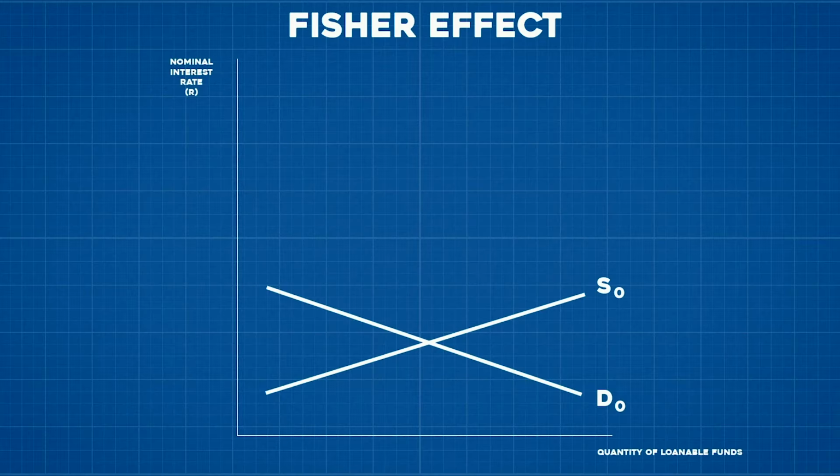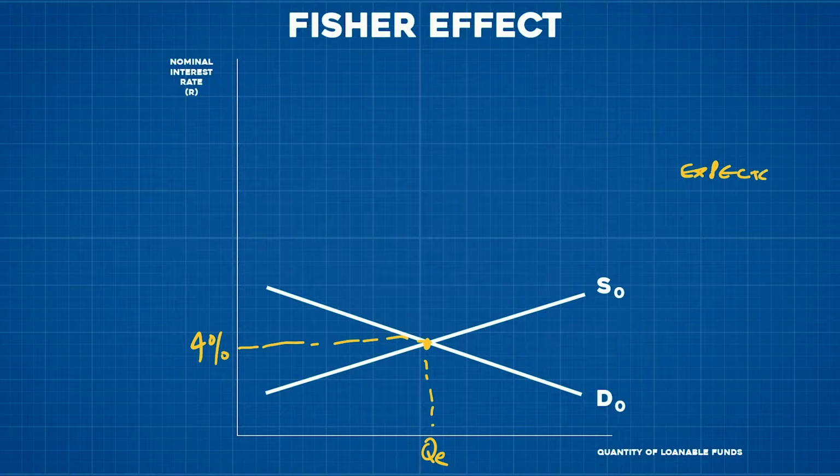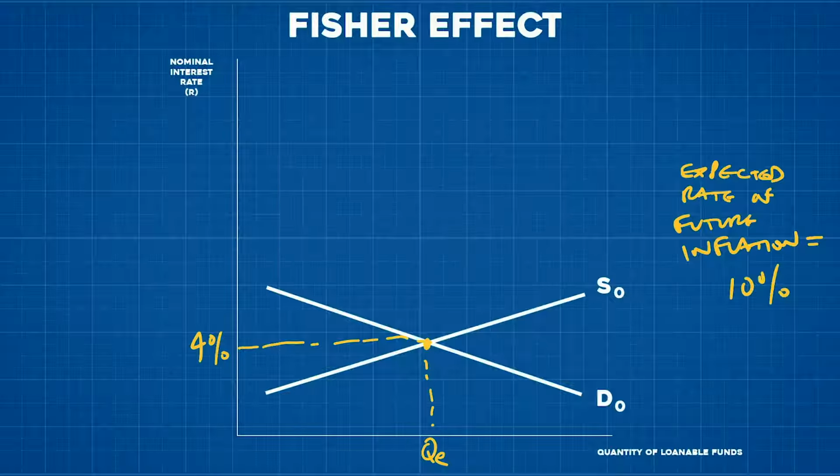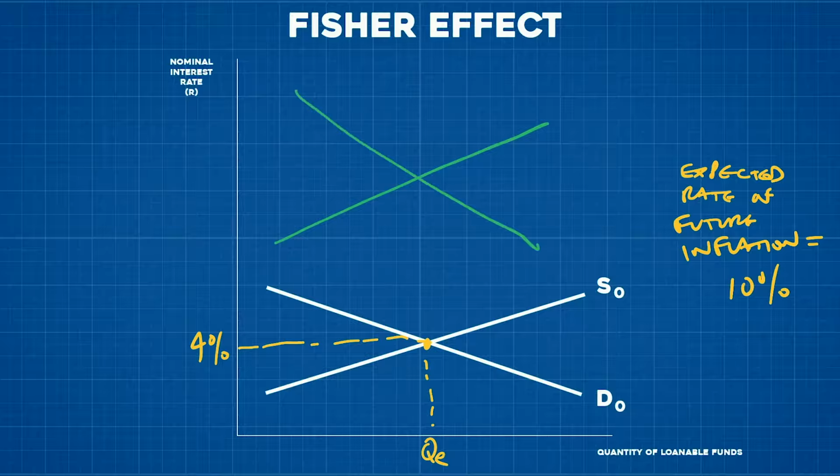So this graph shows the supply and demand for loanable funds if the expected rate of future inflation is 0%. So let's say the equilibrium interest rate is 4%, and here is our quantity at equilibrium. But suppose that the expected rate of future inflation is 10%. The Fisher effect tells us that both curves will shift upwards by the amount of the expected inflation rate. In this case, it's 10%, so we'll be here at 14% because 10 plus 4 is 14. And now we have a new equilibrium here.